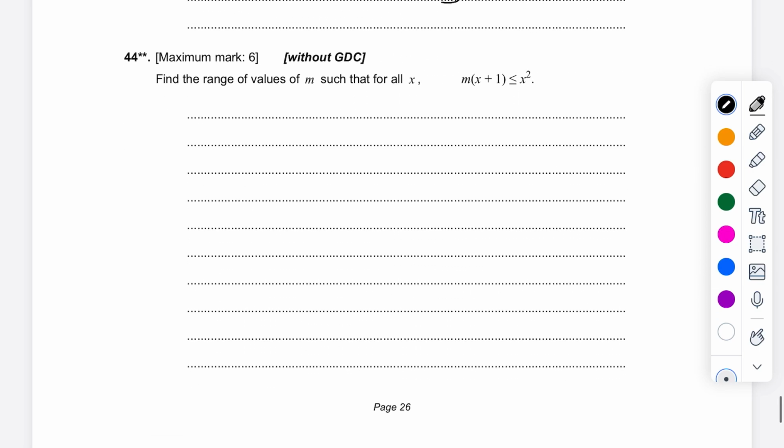Question number 44. Find the range of the values of m such that for all x, m times (x plus 1) is less than or equal to x square. So when I bring all the terms on this side, you get x square minus mx minus m is greater than or equal to 0. Now, this is always positive. Always positive means b square minus 4ac should be less than or equal to 0.